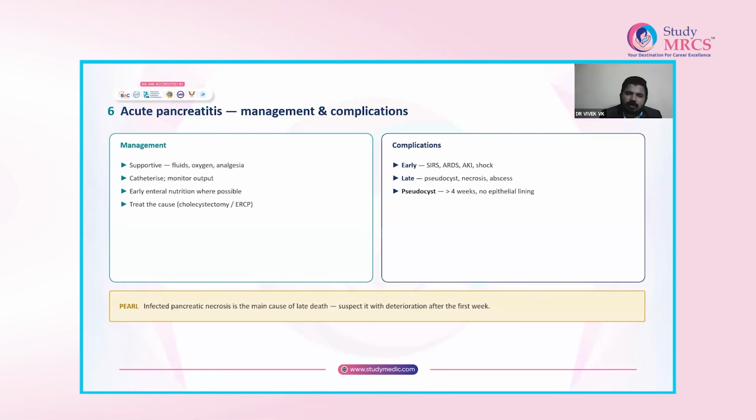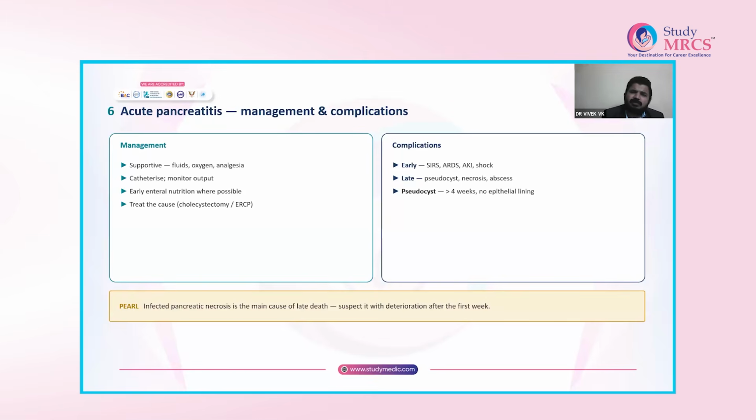There is one local complication that is called the pseudocyst. Pseudocyst means a collection of amylase-rich fluid enclosed in a wall of fibrous or granulation tissue around the pancreas. Usually it will take around 4 weeks from the onset of the acute pancreatitis to develop the pseudocyst. So any pseudocyst that is lasting for more than 6 weeks, or if the pseudocyst size is more than 5 centimeter, or if the patient is symptomatic, you have to treat that pseudocyst.